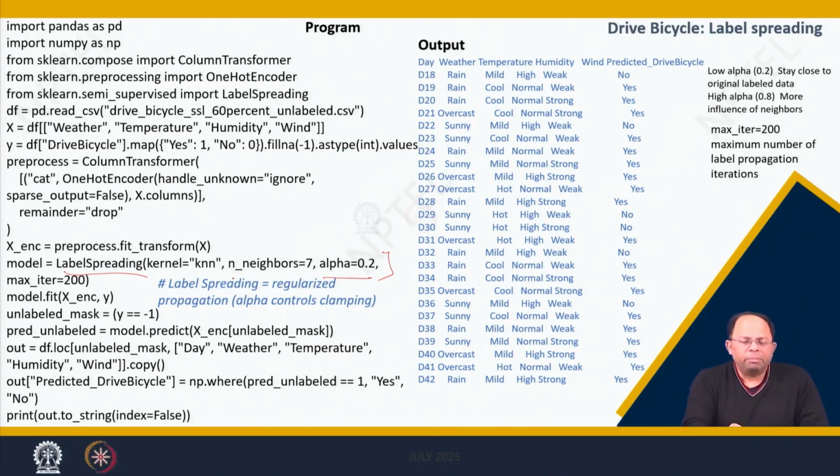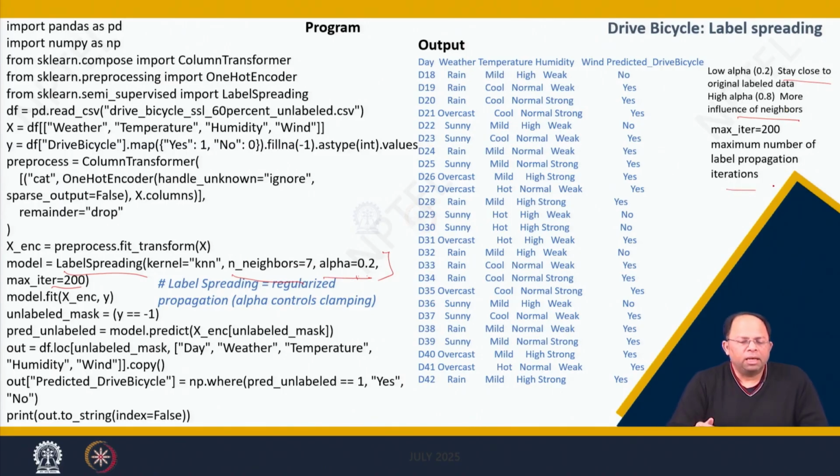Again the iteration remains 200. And the value set for alpha is very low over here, it's 0.2. It says stay close to the original label data, whereas high alpha means more influence of neighbors is taken, right? And 200 iterations is the maximum number of label propagation iterations.